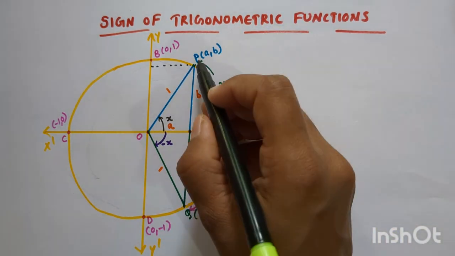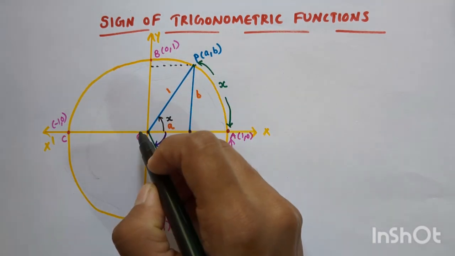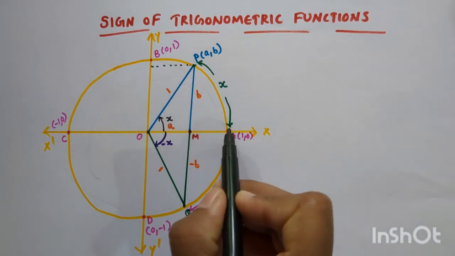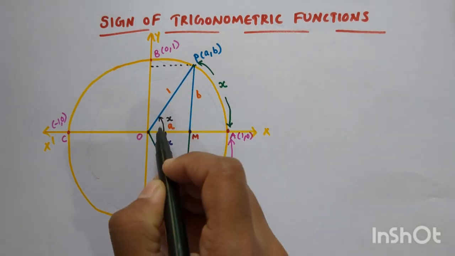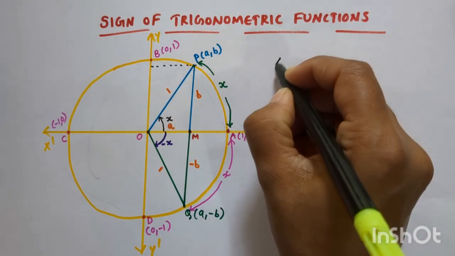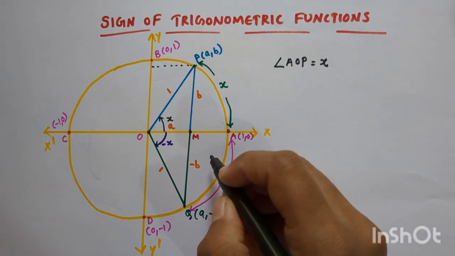So here we are considering a point P on this unit circle with center at the origin such that angle AOP is X. Angle AOP is equal to X.